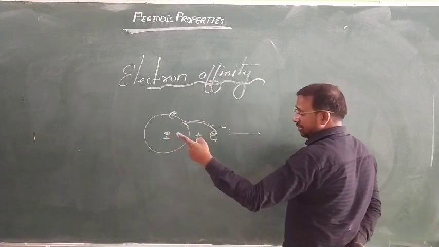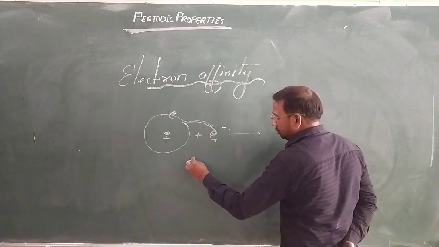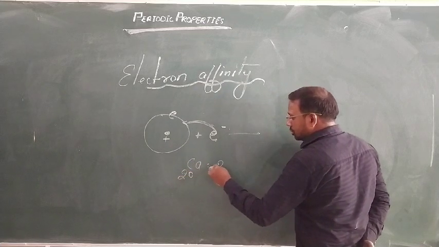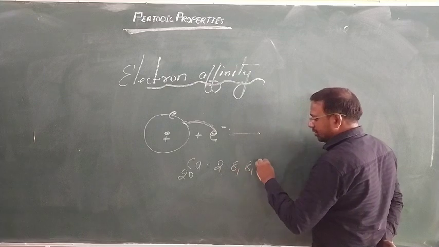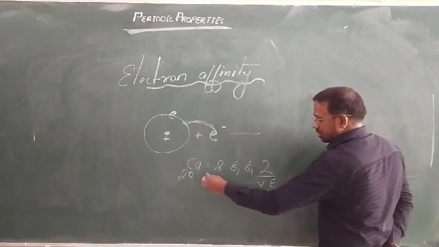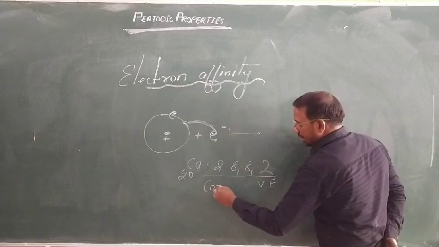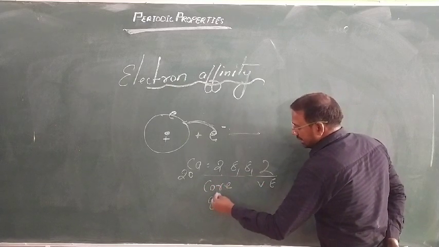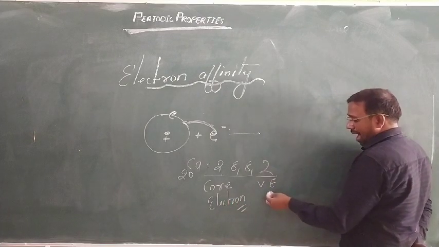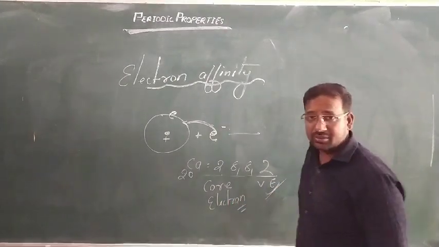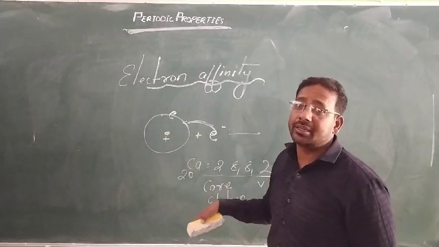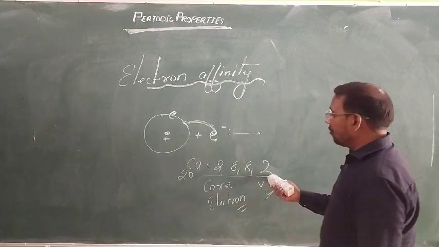And what is a valence electron and a core electron? Please note down. Suppose I am writing calcium, atomic number 20, 2, 8, 8, 2. This is called the valence electron and this is called the core electron. In any chemical reaction, only the valence electrons participate, not the core electrons. So this is called the valence electron.